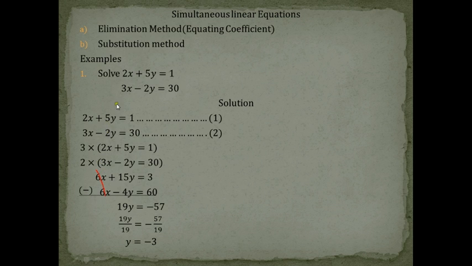You could have decided to eliminate y. Once you eliminate y, then you get the value of x. Anyhow you do it, the most important thing is to know that if you decide to eliminate a particular variable, make the coefficient the same, then introduce whatever sign you have to introduce, whether it is plus or minus, in order to eliminate that.